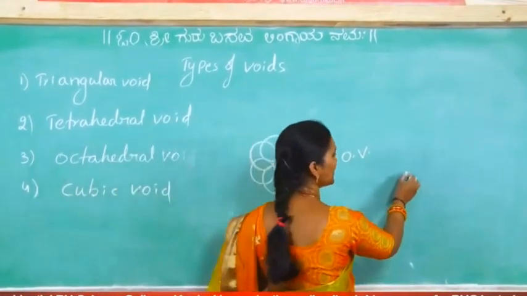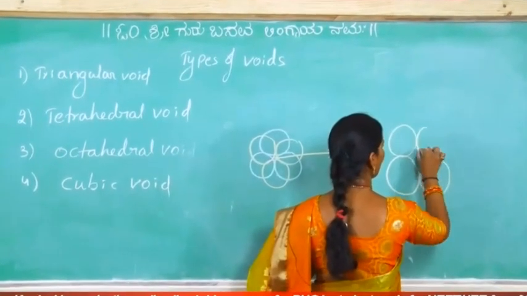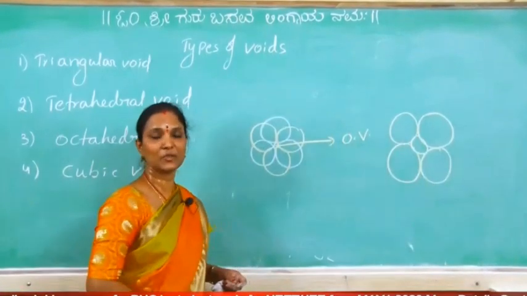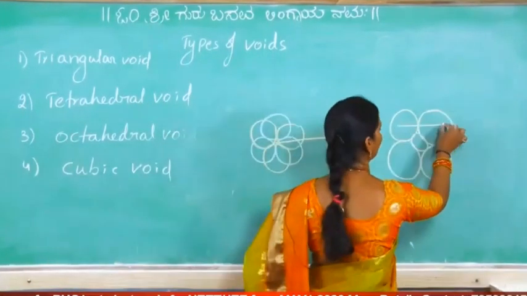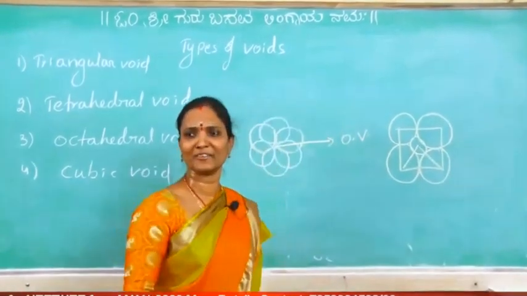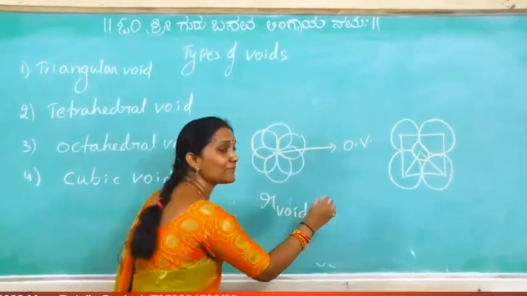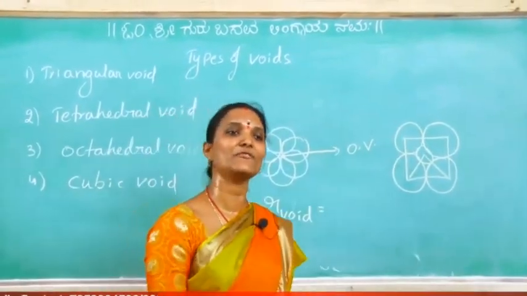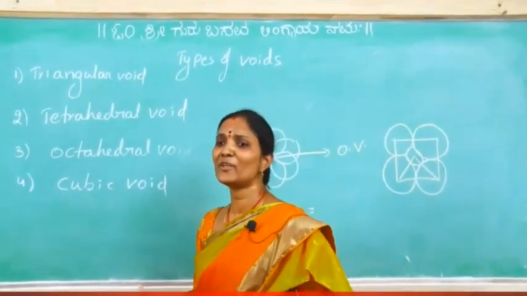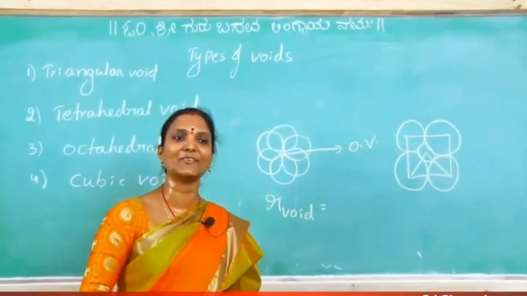For this radius calculation, the simple thing is taking the cross section of this octahedral void. Like this we'll get. Anyhow, now we can guess the formula. The radius of triangular void is 0.155 into radius of the sphere, and the radius of tetrahedral void is 0.225 into radius of the sphere. Now what is the formula to find the radius of octahedral void?